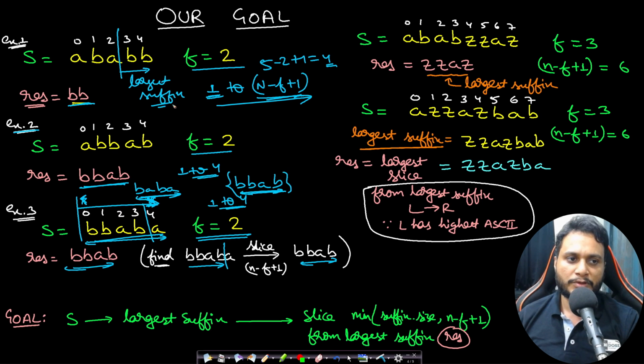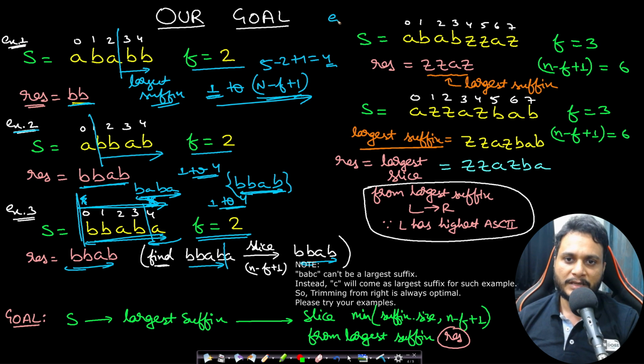Okay, it was always the largest suffix that I was picking. In the second example as well, we were picking the largest suffix. This was the largest suffix. I am talking about the lexicographically largest suffix. In the third example as well, the lexicographically largest suffix was the entire string itself. So it was oversized and we did trimming from the right hand side. From the least significant position we were trying to trim.